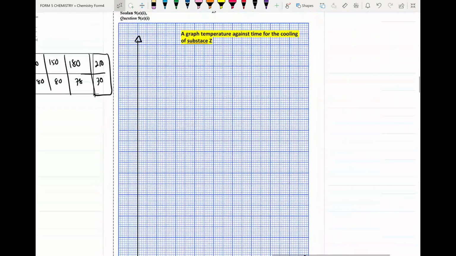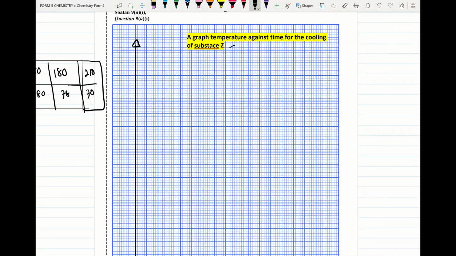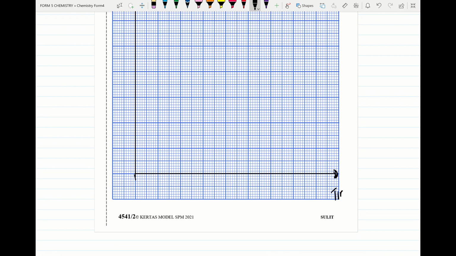So we try to do the title: a graph of temperature against time for the cooling process of substance Z. So here I put temperature, the unit for the temperature, degrees Celsius. Here I put the unit for time, the unit will be second. So I try to draw this one, we try to get the scale here. This will be 30, all right, this will be 60, this will be 90, so 120, 150, 180, 210.